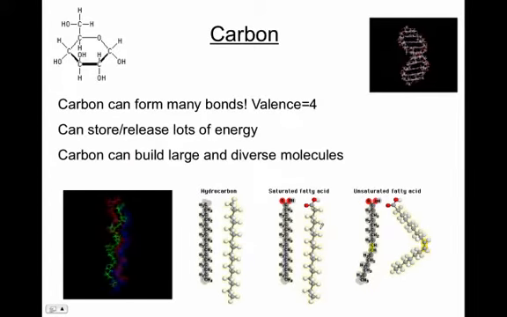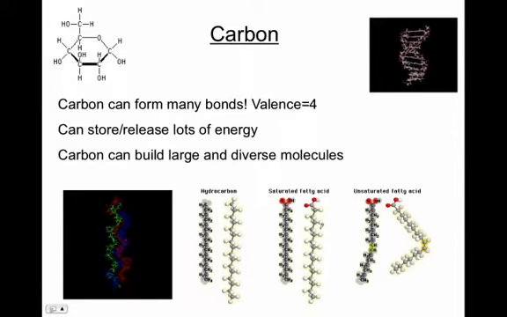Okay, carbon. The next main idea will be carbon. Carbon is the atom which is at the center of all organic molecules. So we need to understand why carbon is so important. The importance of carbon really derives from its chemical activity and the characteristic of carbon having a valence number of 4. Carbon can form many bonds because of that valence number.